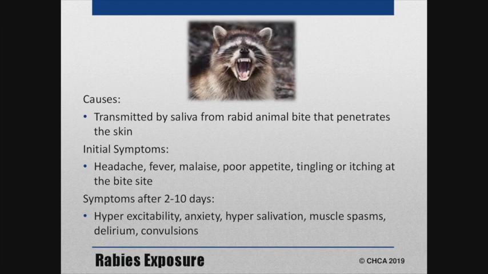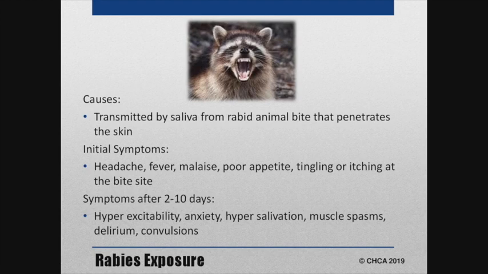Rabies exposure is something that can be experienced in the north as well. Rabies, of course, is transmitted through saliva from a rabid animal that penetrates the skin. This can then move further to affect the central nervous system and cause further complications. The initial symptoms would be headache, fever, malaise, poor appetite, itching, and tingling around the bite site. Later on, around 2 to 10 days, you can experience hyperexcitability, anxiety, hypersalivation, muscle spasms, delirium, and convulsions.